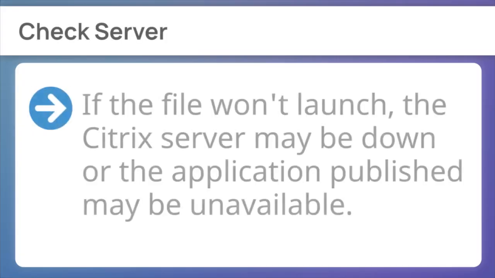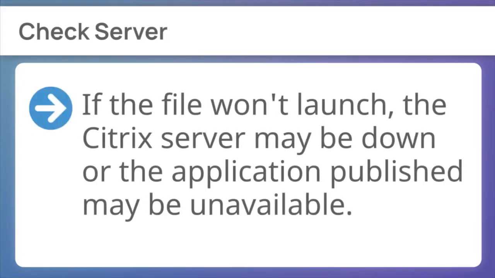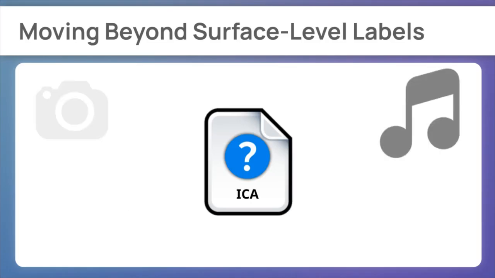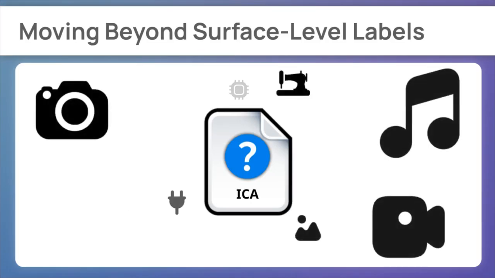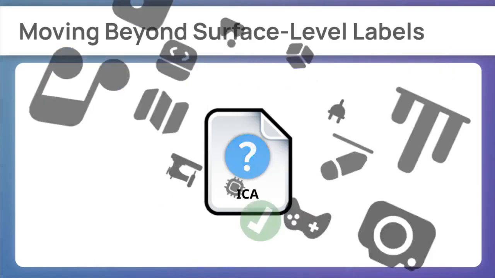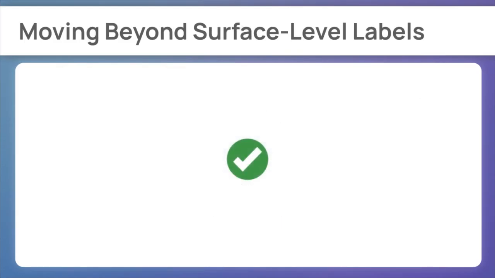Finally, check the server. If the file won't launch, the Citrix server may be down or the application published may be unavailable. When this ICA file resists every program you own, it's likely a case of naming overlap. Because so many developers share the same extensions, your computer is essentially guessing the format. You may find success with a solution built on independent file logic that aims to read the file header at the byte level to identify the format, regardless of its current label.